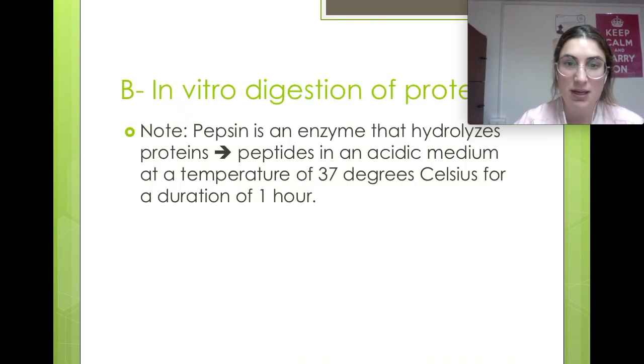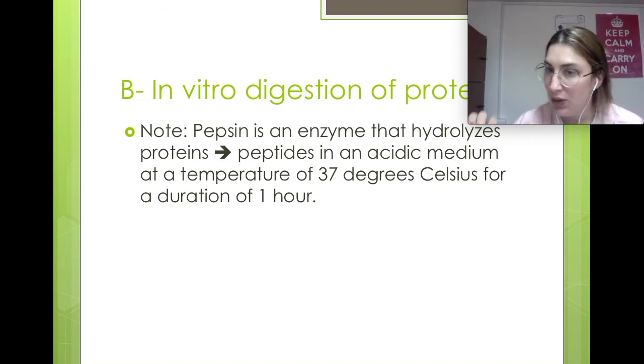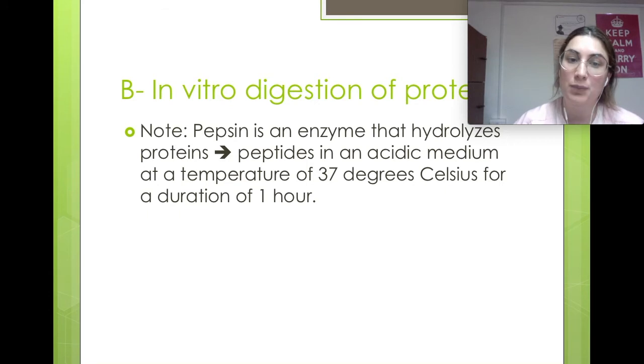We're going to look now at the in vitro digestion of proteins. We have to note together, and as you've seen this last year, pepsin is an enzyme that hydrolyzes proteins into peptides. In what condition does it hydrolyze proteins into peptides? We're supposed to have an acidic medium, a temperature of 37 degrees Celsius, and the duration is supposed to be 1 hour.